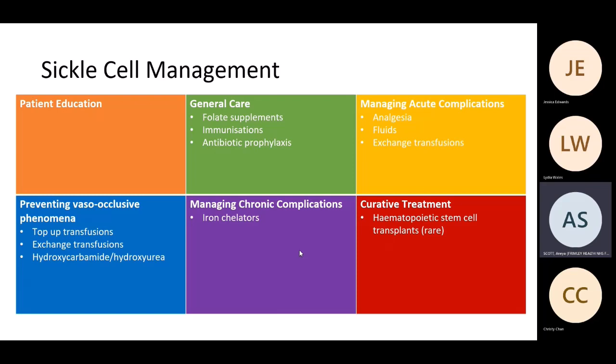In terms of chronic complications, they can become high in iron, especially if they're getting transfusions regularly, so they might need to be on iron chelators to try and bring that down. And there are some rare curative treatments out there, so stem cell transplants are becoming a thing, but aren't really a main treatment yet, but hopefully in the future we'll get there.